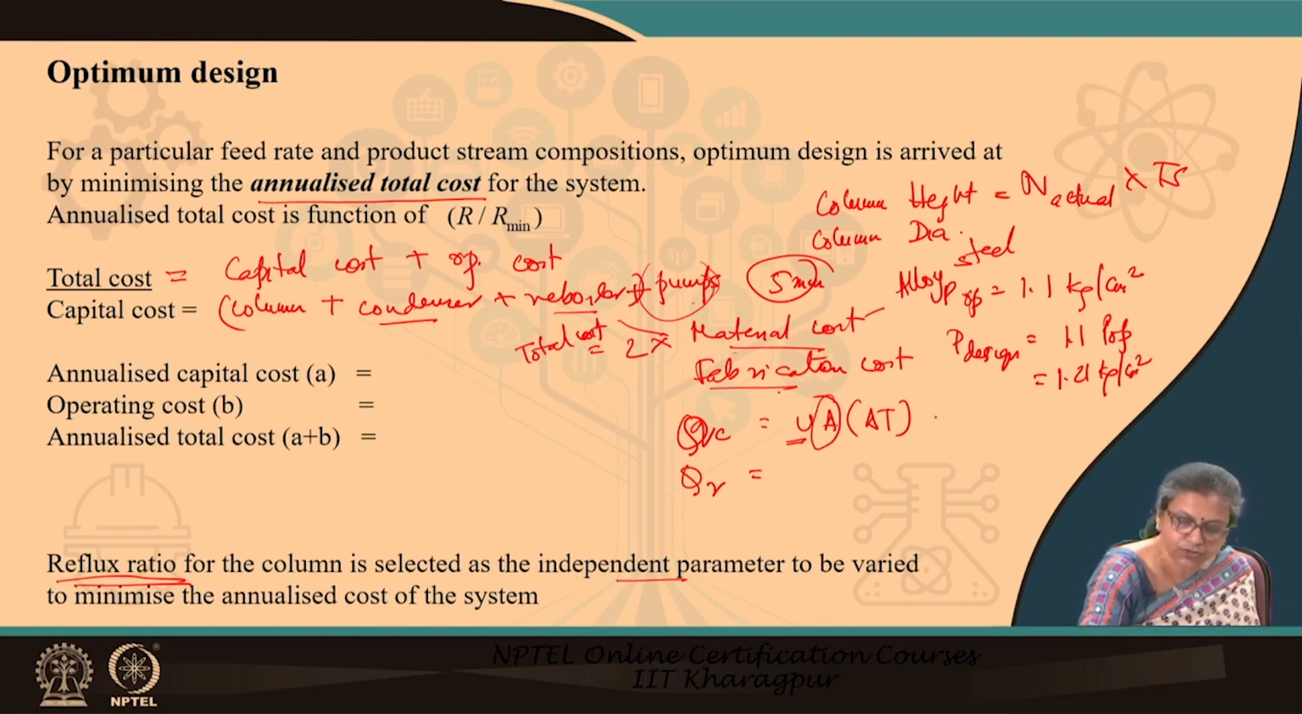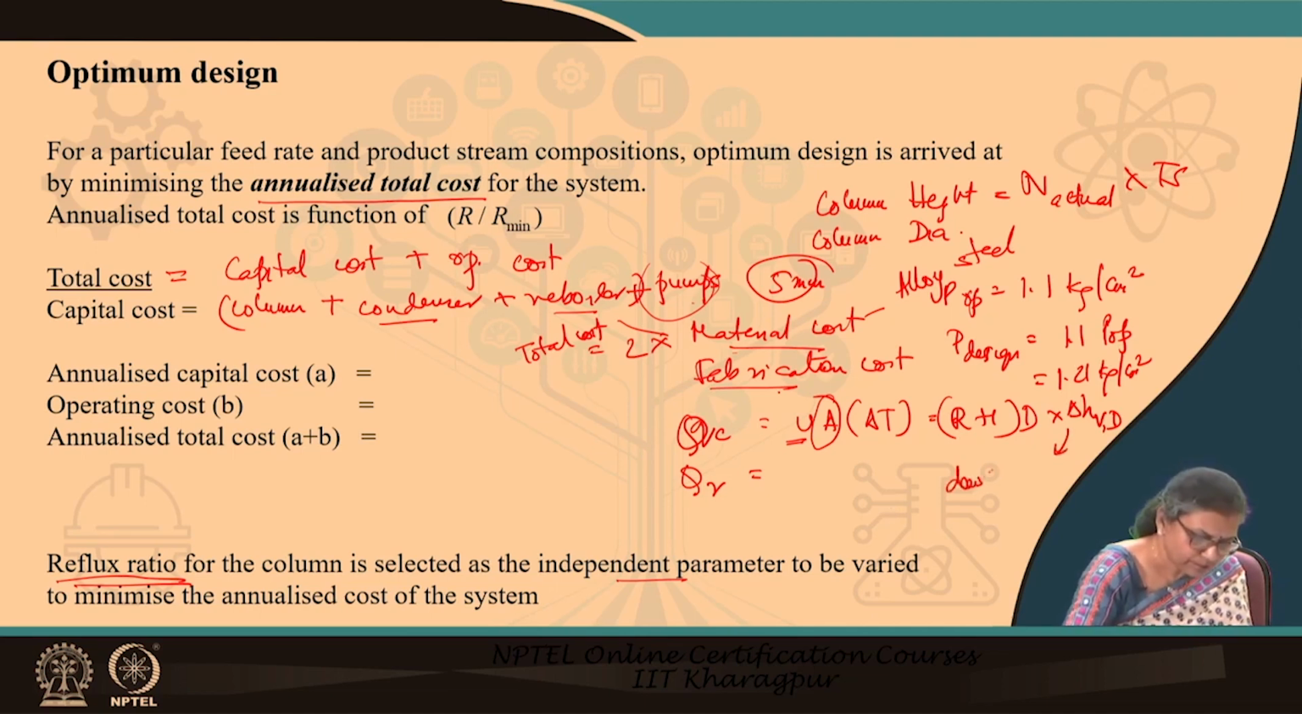We know that the QC is nothing but equal to the total amount of heat load, which is R plus 1 into D into delta H vaporization corresponding to the distillate condition, and this delta HV is basically H of the vapor D at the dew point minus HL at the bubble point.